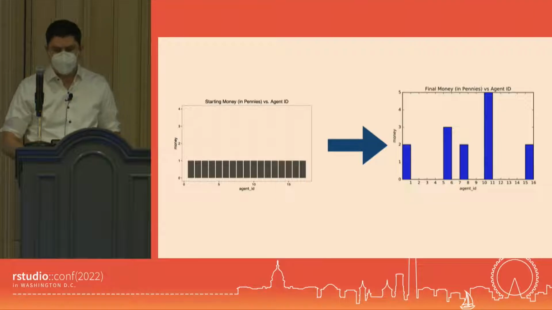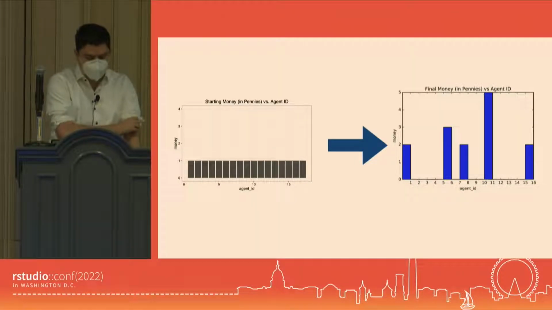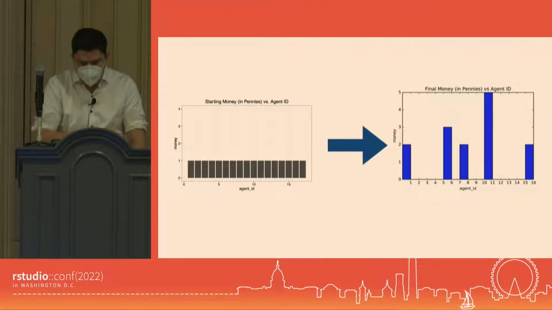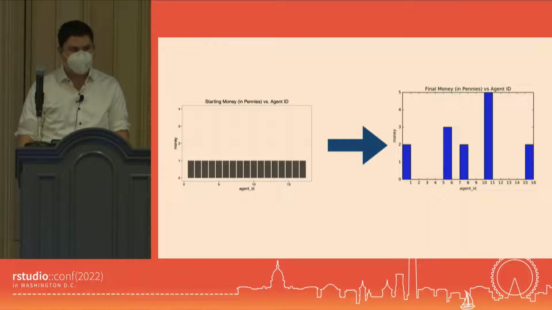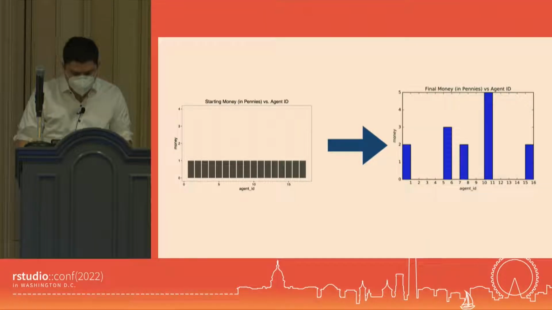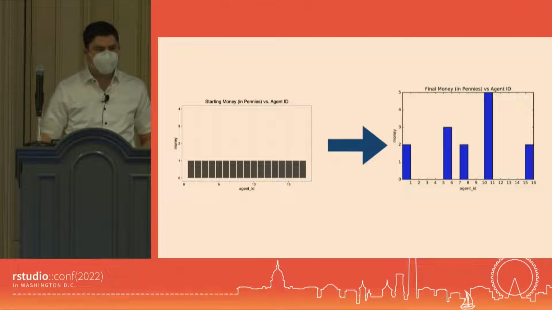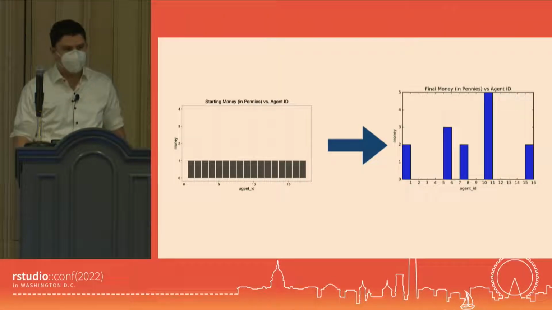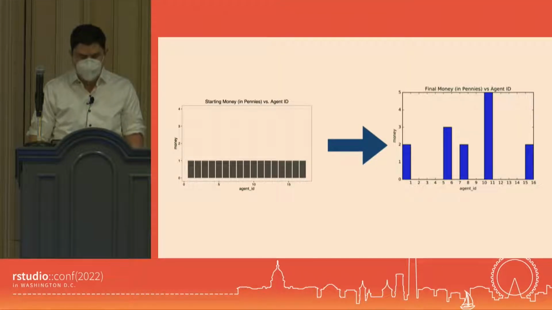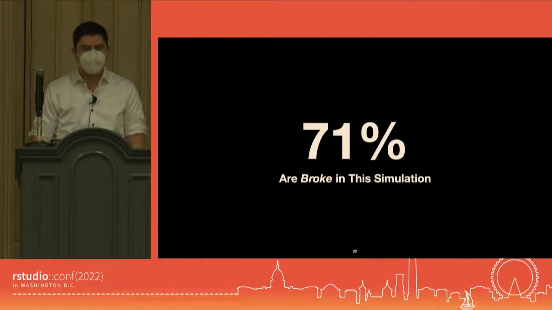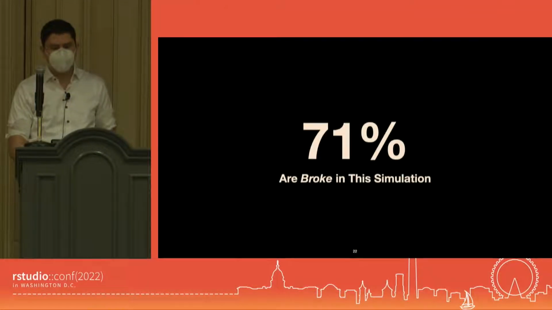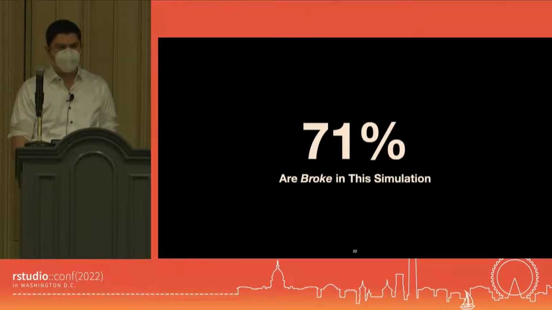That starts to look like this, where you can see that a few people have most of the wealth. And there's even 1 person who's got 5 pennies, which means they quintupled their initial investment. But 71% of the people in this simulation are broke. Not poor, not impoverished, broke.